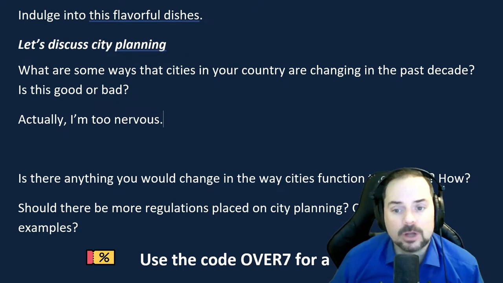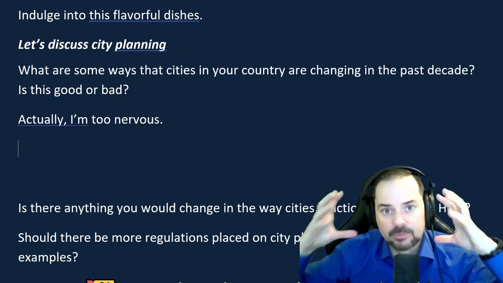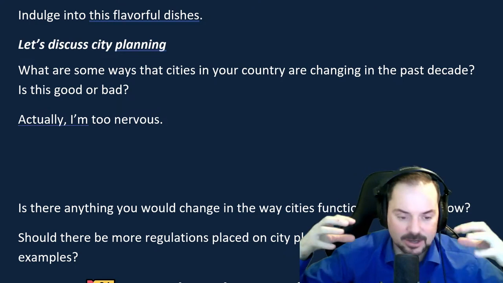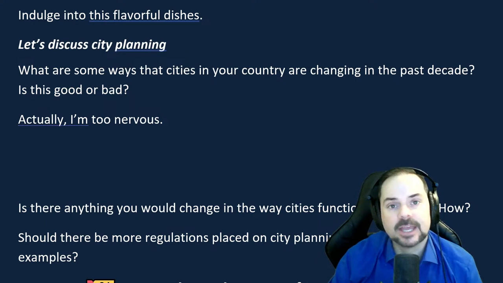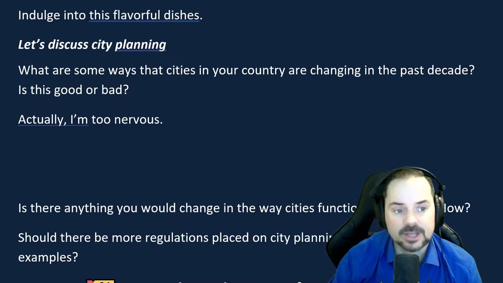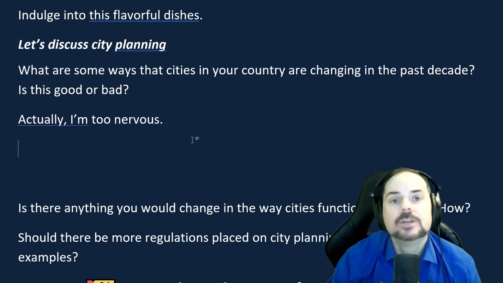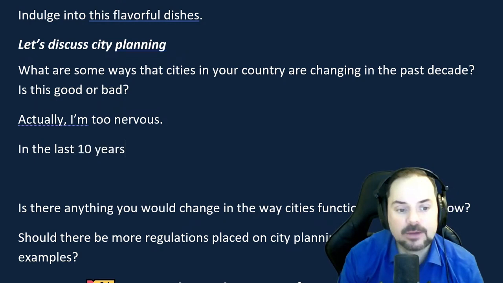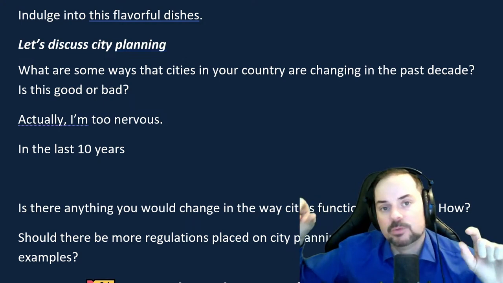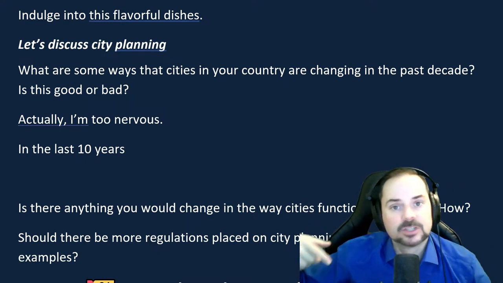Now, the third tip that I can give you is when you feel like you're nervous and your brain is blocked, like you're drawing a blank, short circuit, then use the question right away. And if the question has a time expression or a time indicator, use that. So in this question, there's a time indicator, right? What are some ways that cities in your country are changing in the past decade? What is a decade? Decade, 10 years. So start with that. So in the last 10 years. Okay, so that will help you get going. With English, you can always take the time expression and move it either to the end or the beginning of a sentence. So as soon as you catch that time expression, like last year, last decade, last week, next week, you can take that and start with that.